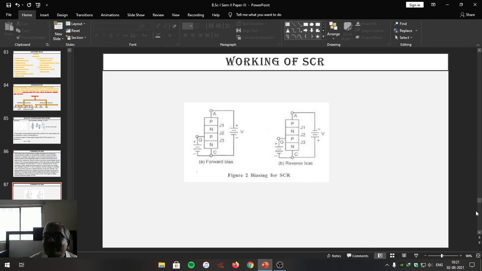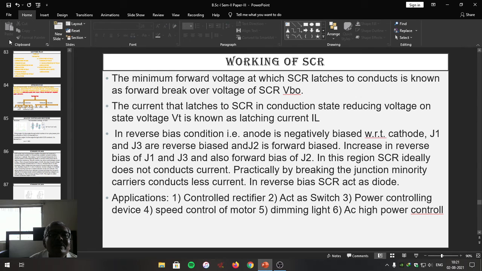Friends, here are some terms. The minimum forward voltage at which the SCR latches to conduct is known as the forward breakover voltage of SCR, and it is represented by VBO. V for voltage, B for break, O for over. That is the forward breakover voltage of SCR, at which the SCR starts conducting the current. The current that latches the SCR in conduction state, reducing voltage to the on-state voltage VT, is known as the latching current IL.